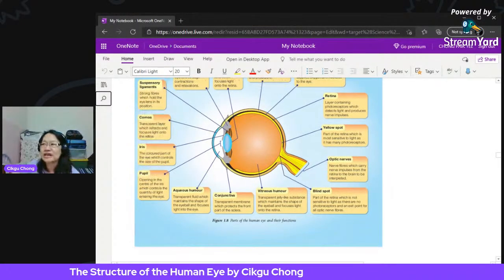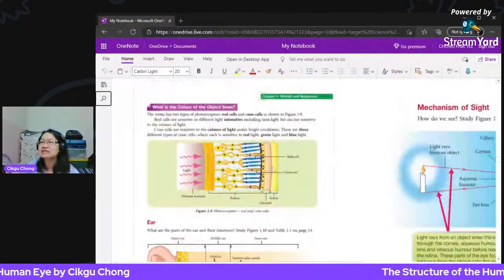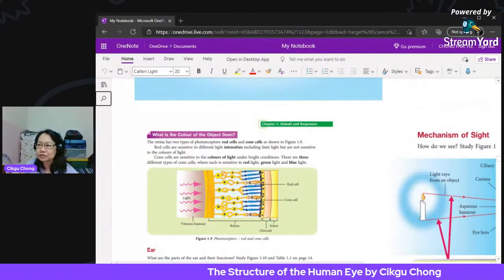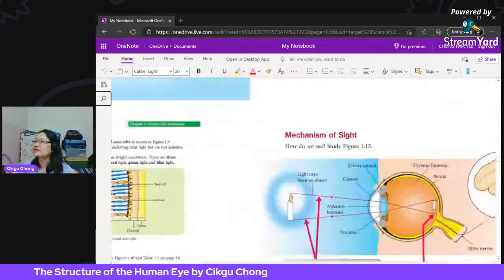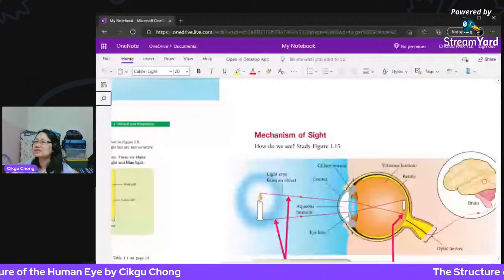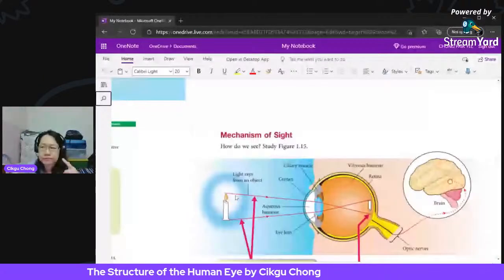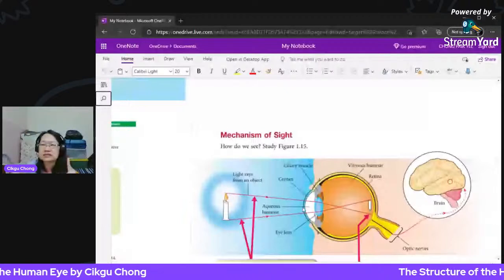Let me go on to the next part. Now, this part just now the CD doesn't have. This is called, when the light hits the retina, okay, can you see this? This is the next few pages. Look at the candle. The candle has the light coming from the candle. Now it's going to enter which part first? The first part, don't forget, is the cornea. After that, it passes through the liquid called aqueous humor. It helps to focus the light and refract the light.